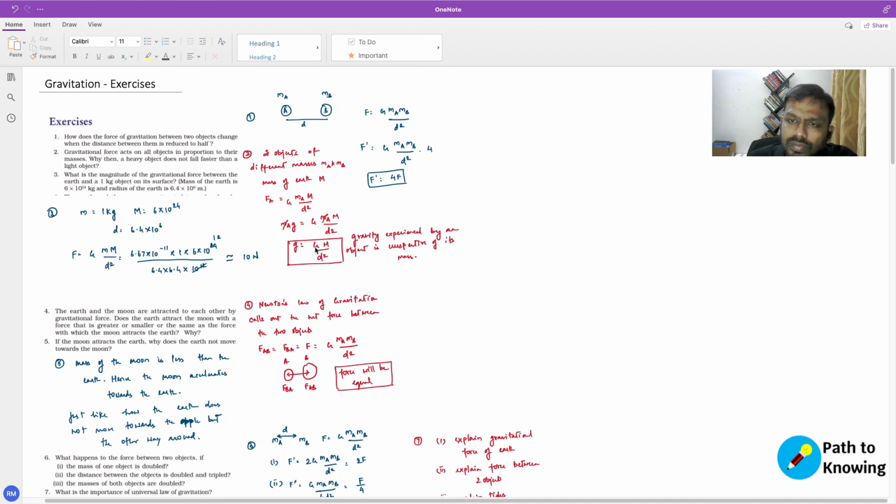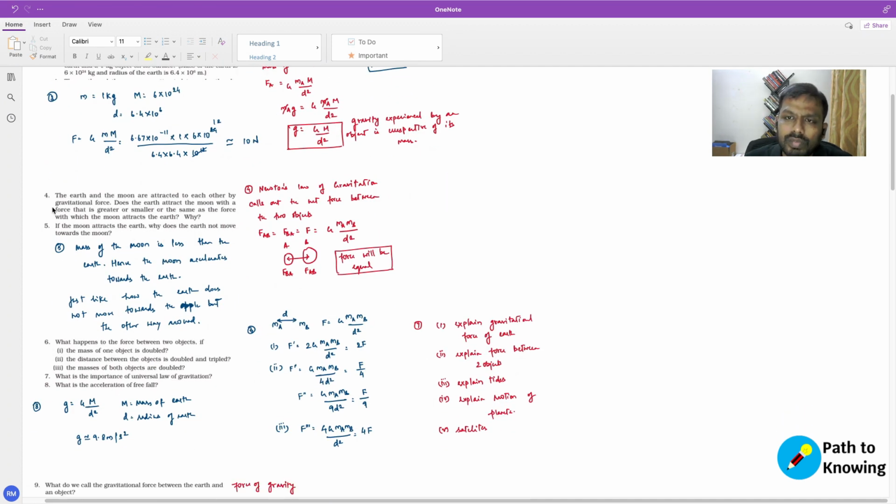So that's the reason. Question 3: What is the magnitude of gravitational force between the Earth and a 1 kg object on its surface? The mass of the Earth is 6 times 10 power 24 kg, and the radius of the Earth is 6.4 times 10 power 6 meters. We can apply Newton's law of gravitation, considering the mass of the object to be 1 kg and the mass of the Earth to be 6 times 10 power 24. D is the radius of the Earth. The force is equal to the gravitational constant times the mass of the object times the mass of the Earth over the radius of the Earth squared. When you calculate that, it comes to approximately 10 newtons.